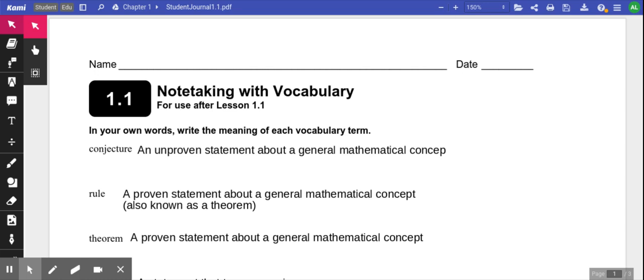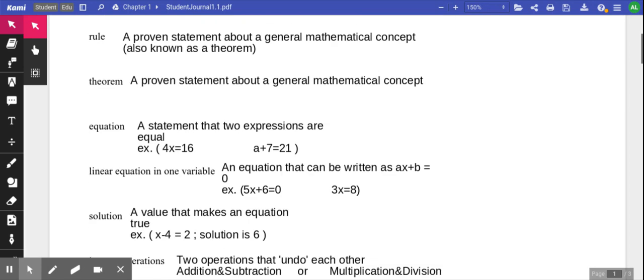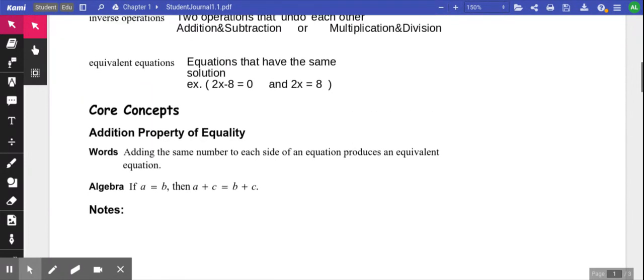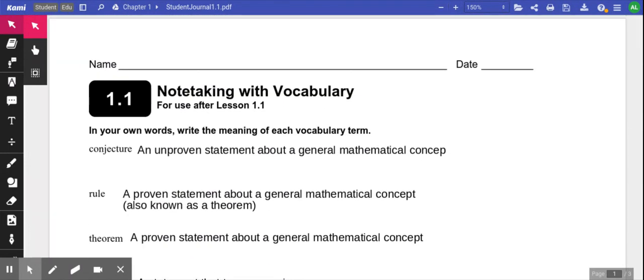Hey everyone, we're just going to go ahead and get started here with our very first video where you're going to be taking notes along with me in your student journal. All right, so if you open up your student journal, we're on page 4 right here. Your page should look like my page, so from now on you don't need to print out notes or anything like that. You can just follow along in the student journal.